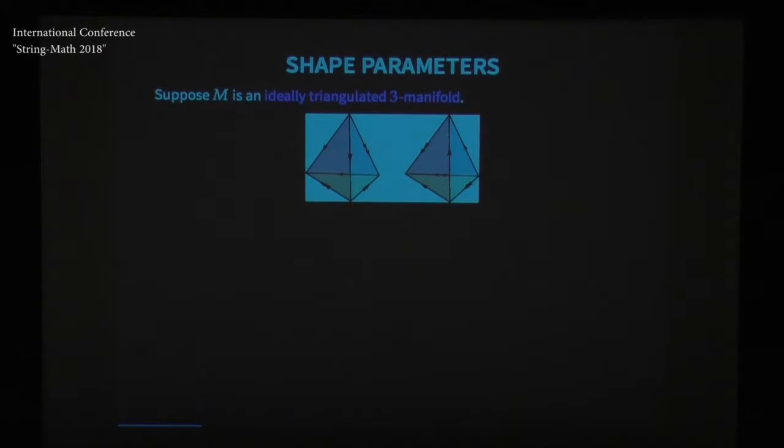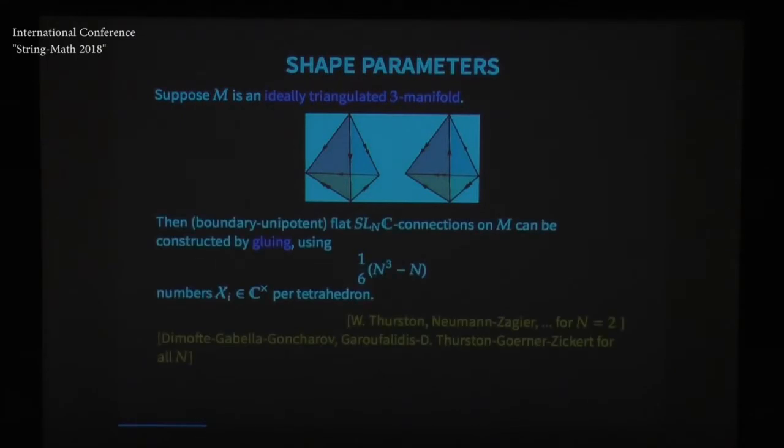So in this particular example, here are these two tetrahedra. If you glue them together by the pattern on the edges that's shown here, you'll get a three-manifold, which is the complement of the figure 8 knot. Famous example. So suppose you have a three-manifold like that which comes to you triangulated. Then there's a construction of flat connections over such a three-manifold, where you do something local in each tetrahedron and then you glue them together.